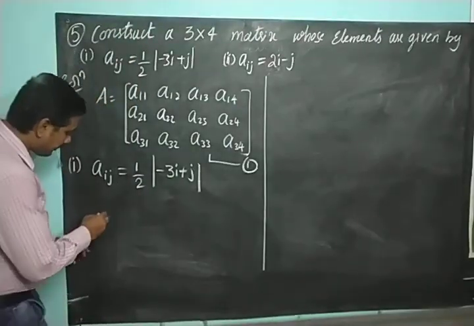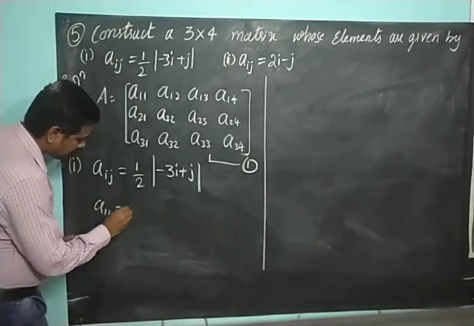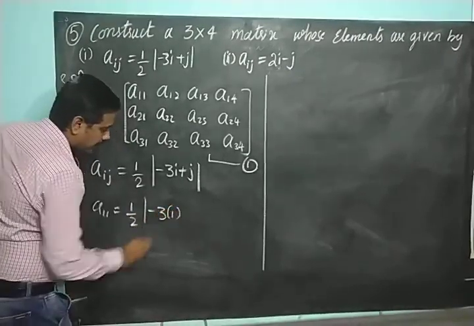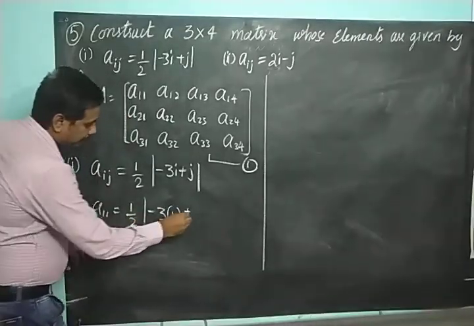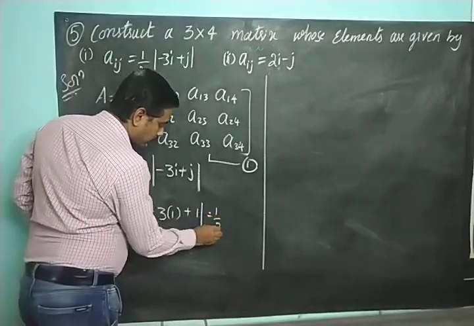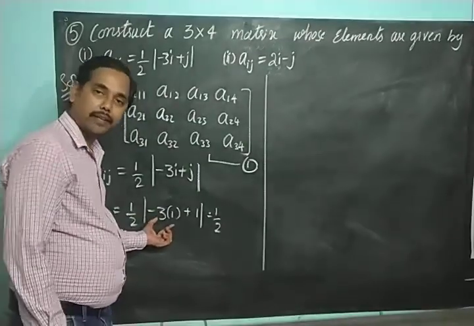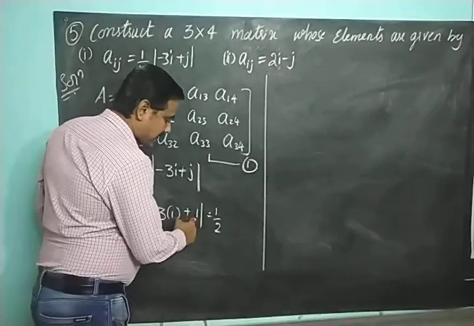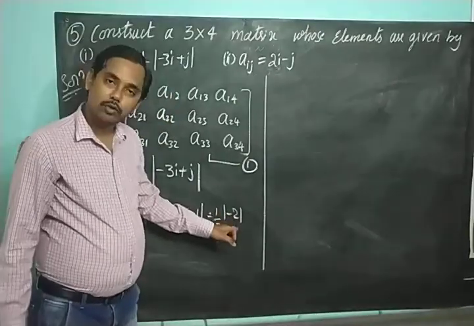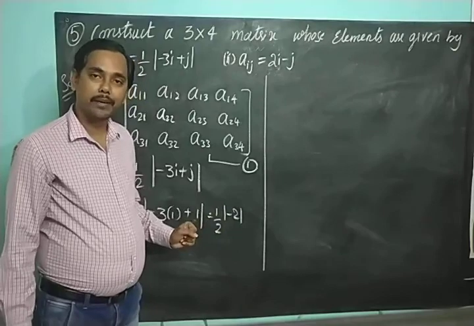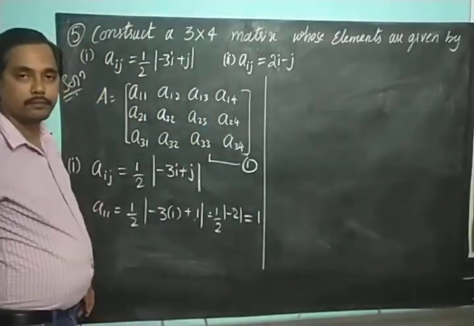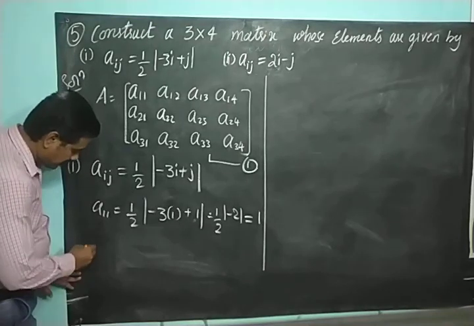So what will be A11? 1 upon 2 as it is, minus 3. What is i? 1. What is j? 1. So it is 1 upon 2 as it is. What is minus 3 into 1? That is minus 3. Right. Plus 1, it will be minus 2. Right. So minus 2 is there inside the mod. When I take out the mod, it becomes plus 2. So plus 2 divided by plus 2, we get the value as equal to 1. That is A11.